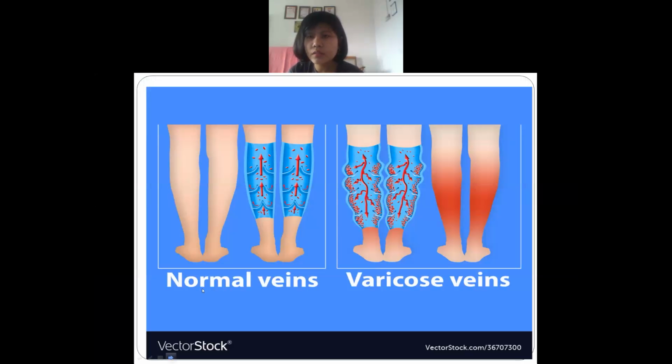So this is just a picture showing you the difference between normal veins and varicose veins. So this is the normal vein. The blood goes in the upward direction towards the heart, so that the circulatory system of the heart will be normal again. But in this varicose vein, you can see that it's not normal.